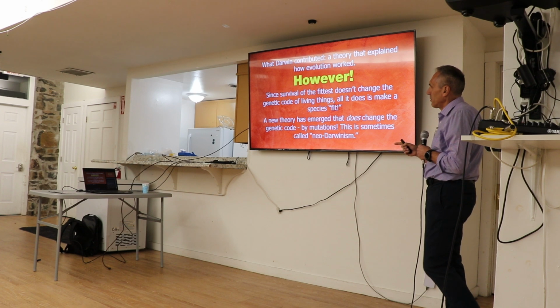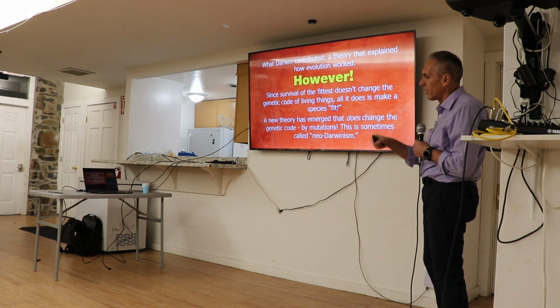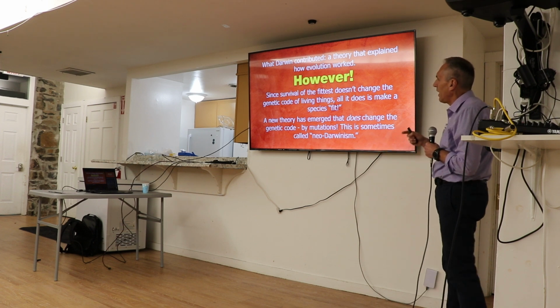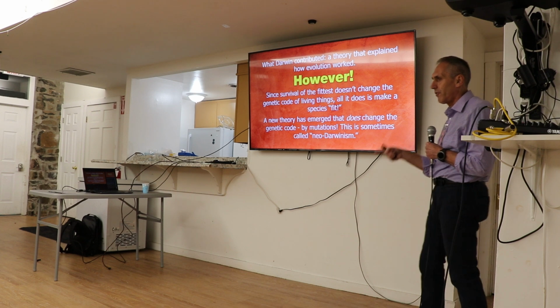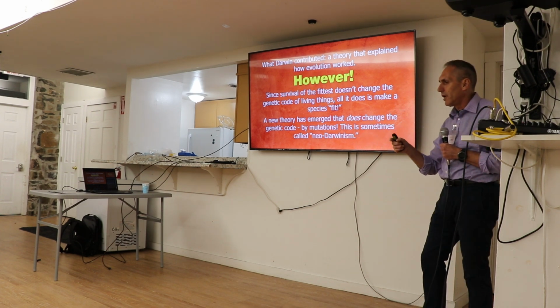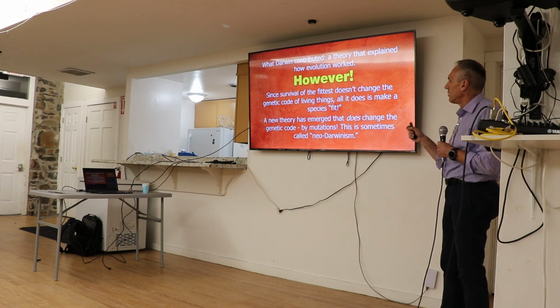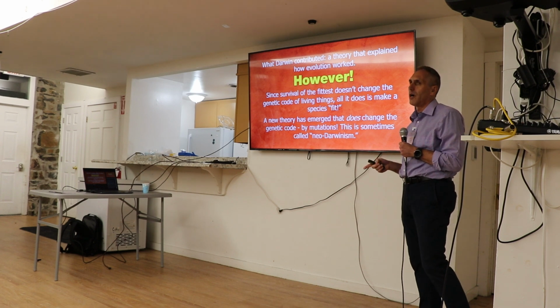But there's a question, there's a point. We learn more about genes after Darwin. Survival of the fittest doesn't change the genetic code of living creatures. All it does is make a species fit. So what scientists began doing is modifying Darwinism, since we know about genes, and throwing in the idea of mutations. And that's called neo-Darwinism.